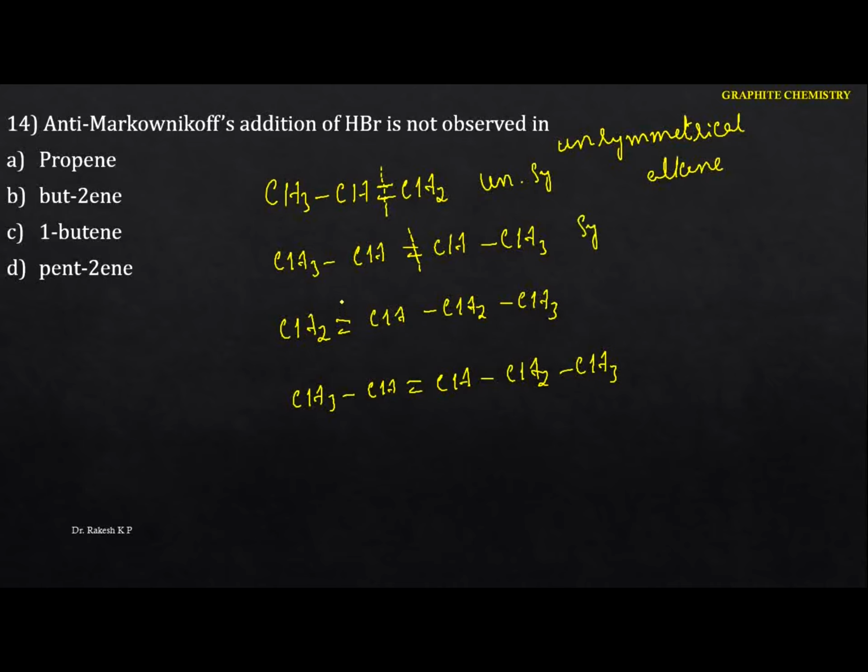Okay, just go to this one. If you break it here, again what you can identify, this is unsymmetrical. And again if you break it in the last alkene, again this is also unsymmetrical. But actually the anti-Markovnikov or the Markovnikov condition is only for unsymmetrical alkenes, not for symmetrical alkenes. Hence the option is B. The option is which one? The B. Okay, next one.